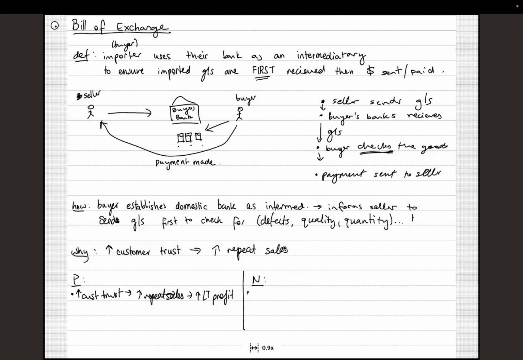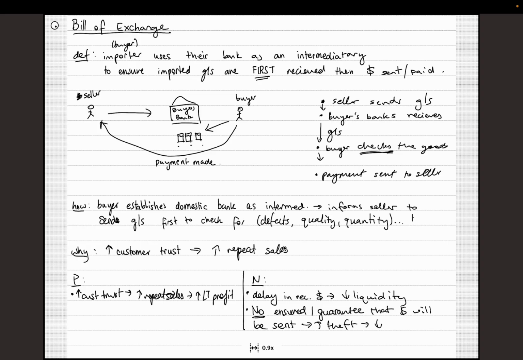Negative, however, from the perspective of the business, again, always thinking from the perspective of the business, we want to think that there's going to be a delay in receiving funds, delay in receiving money. It's going to worsen liquidity. Also, there's no guarantee. There's no trust. There's no ensure/guaranteed that money will be sent. So this increases the chance of theft, and this could decrease profit.